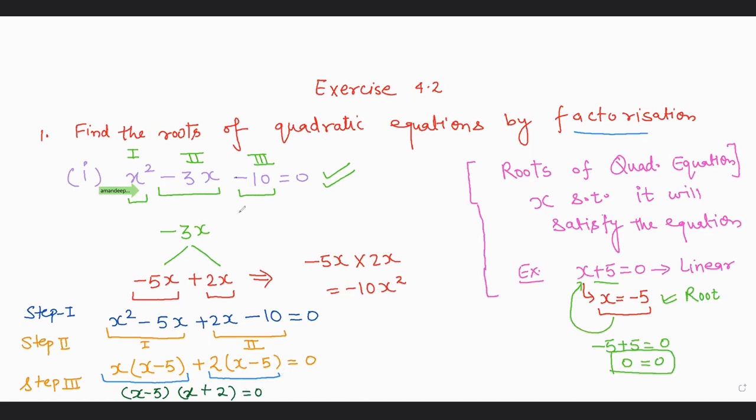Now student, my aim is to find out the roots. We have done the factorization, and after factorization we have this equation. Now in step 4, we equate both factors equal to 0. The first one is x minus 5 equal to 0, and the other factor is x plus 2 equal to 0.